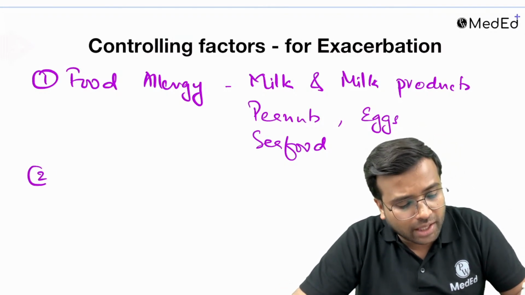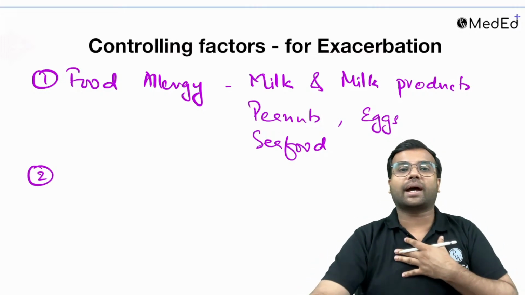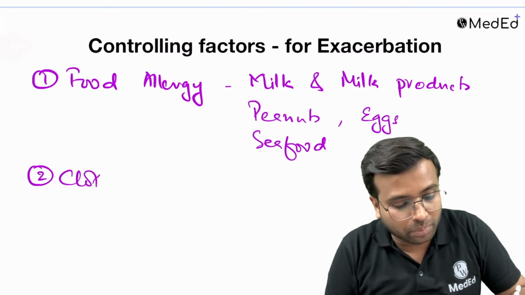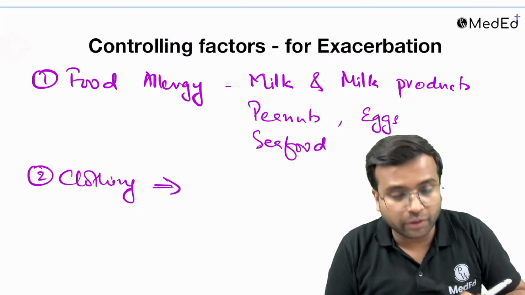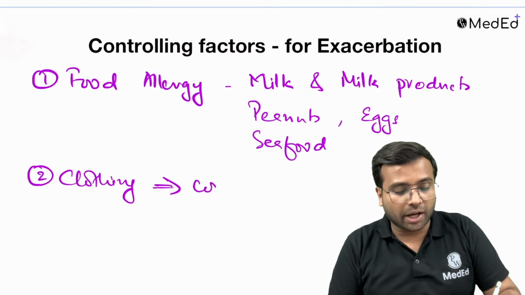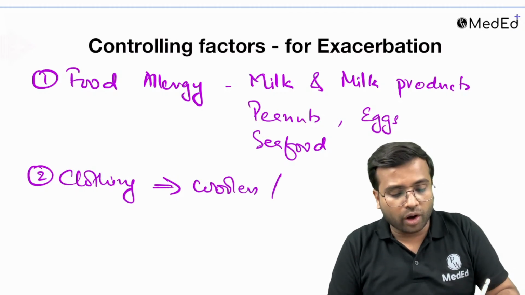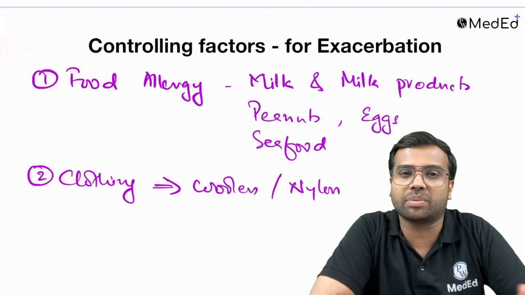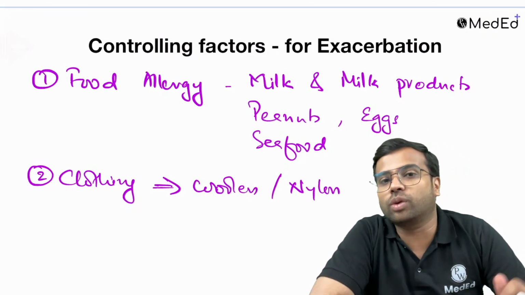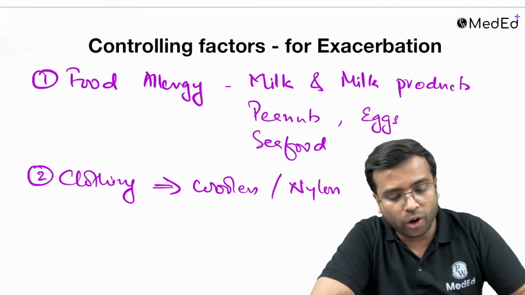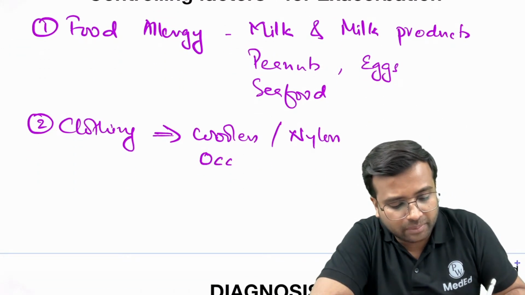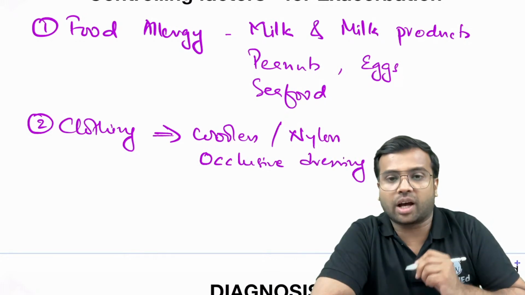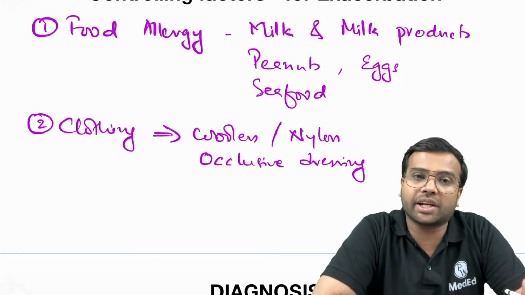Now, the second one is that you must have noticed that we always give advice about the clothing of the patient. If the patient wears woolen cloth or nylon clothes, all these are going to cause some kind of allergy, because whenever the patient wears woolen or nylon clothing, or when you use occlusive dressings, all these are going to cause some kind of skin irritation once again.